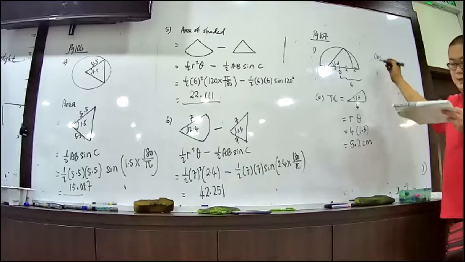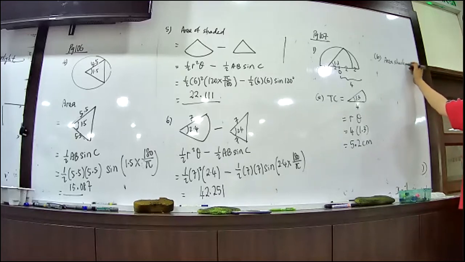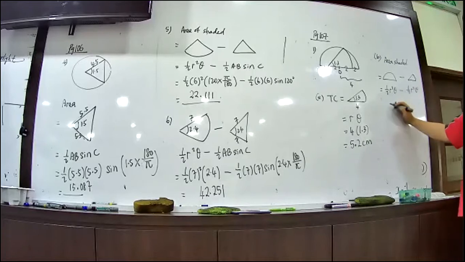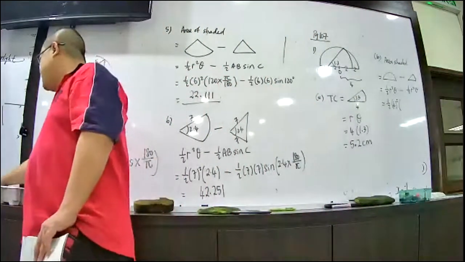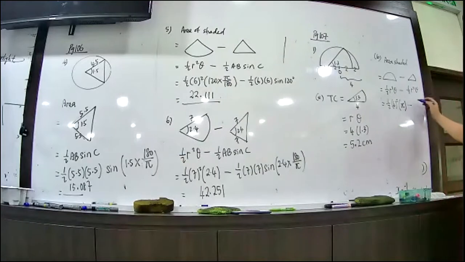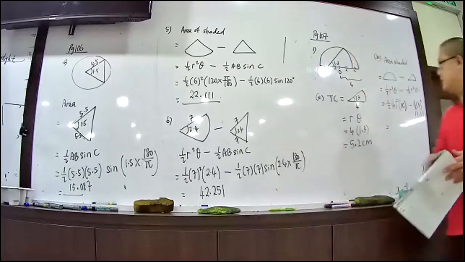Okay, and then number B, find the area of the shaded region. So how are we going to do it? We have to use the semicircle minus the sector. So for the semicircle, our formula is 1 over 2 r squared theta, minus 1 over 2 r squared theta. So 1 over 2, your r squared is 4. And then your theta, 180 represents 1 pi, remember. 180 represents 1 pi. So this one I can write down as pi, minus 1 over 2 times 4 squared, and then theta is 1.3. So you're getting the answer.